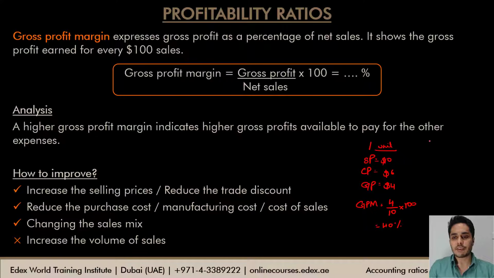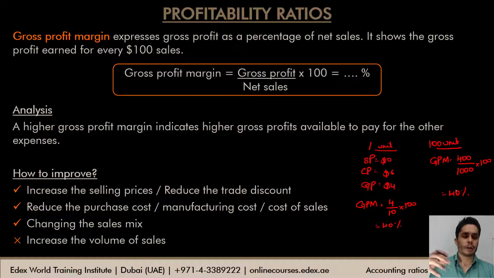The same business, if it sells 100 units of the same product at the same selling price and cost price, gross profit margin will be gross profit earned, which is 400, divided by net sales, which will be 1000, into 100, 40%. So I hope you realize that increasing the sales volume has no impact on the gross profit margin, because margin is nothing but the gross profit per unit divided by the selling price per unit into 100. So there are 3 ways in which you can improve your gross profit margin.